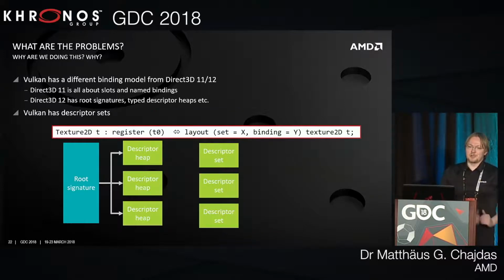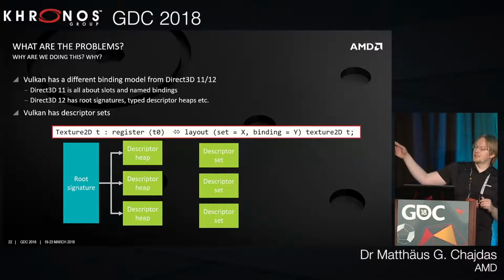The main problem we have is actually a different binding model between D3D11 and 12, and then to Vulkan again, right? D3D11 is slots and named bindings, and D3D12 has this root signature thingy, and then it has descriptor heaps, which are typed, which Vulkan doesn't have.